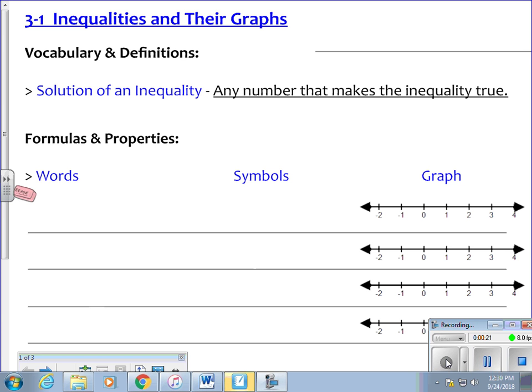So, the solution of an inequality is any number that makes an inequality true. Technically, there are an infinite number of answers to an inequality. It's not just one. It's not x equals 5 or y equals 2 or c equals -3. When you have an inequality, you technically have an infinite number. All the numbers larger or smaller than that number.